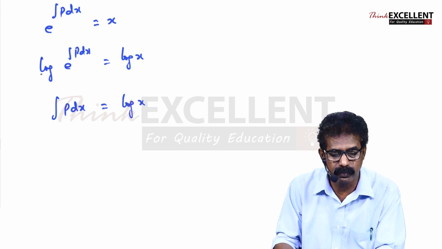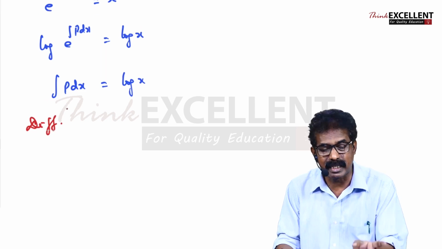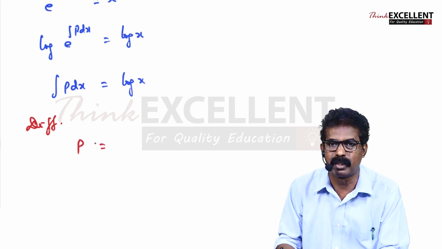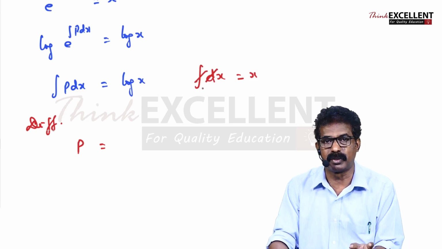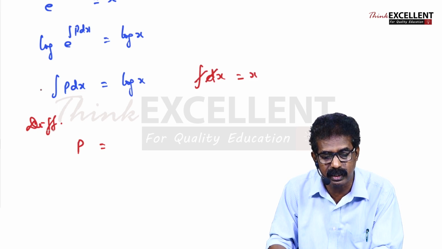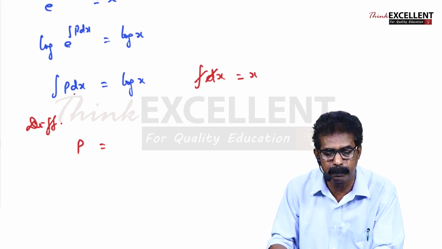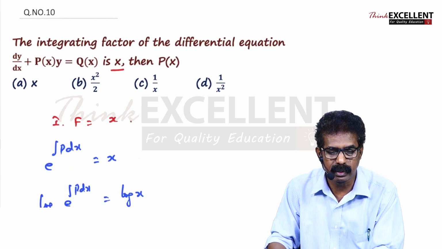Differentiate both sides with respect to x. Integral and derivative cancel, so you will get p. Are you able to understand? The derivative of the integral of p dx is p, because integral and derivative are inverse operations and both vanish. When you differentiate, the differential and the integral cancel, and you get only p. So differentiating log x gives the derivative 1 by x. So this is your answer, option number C.